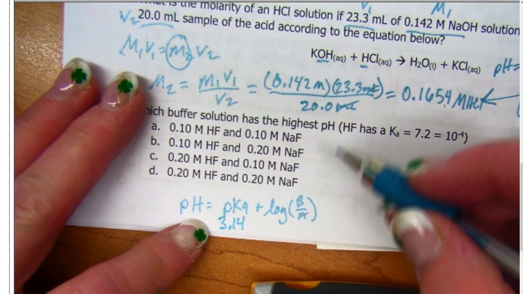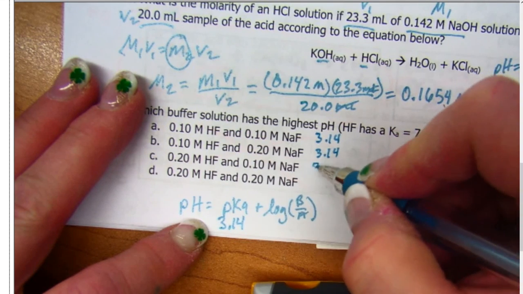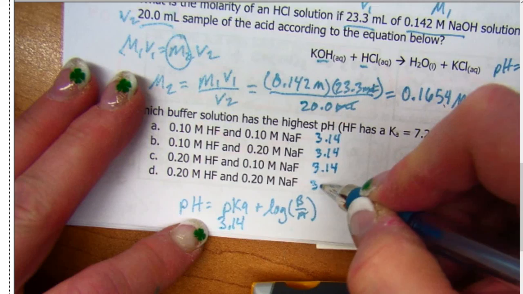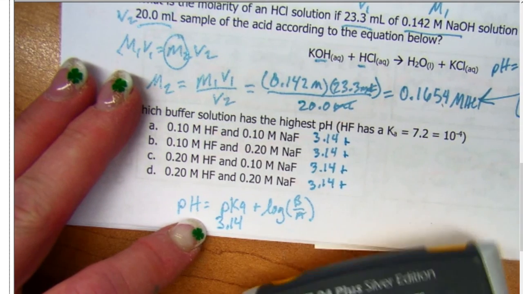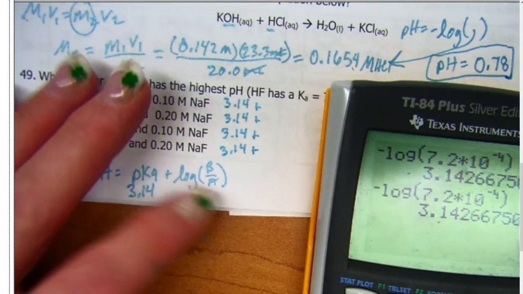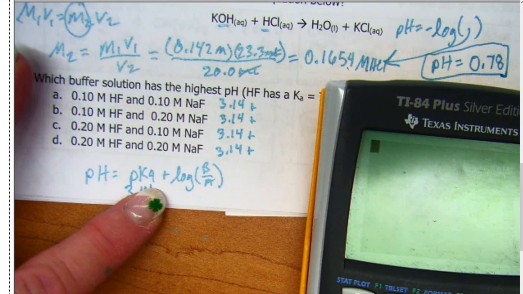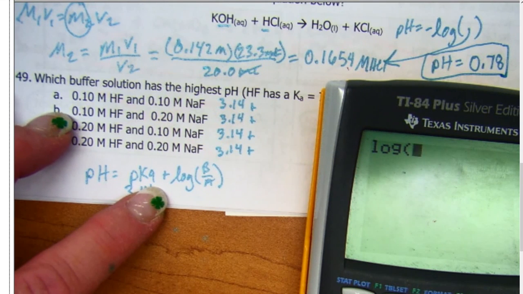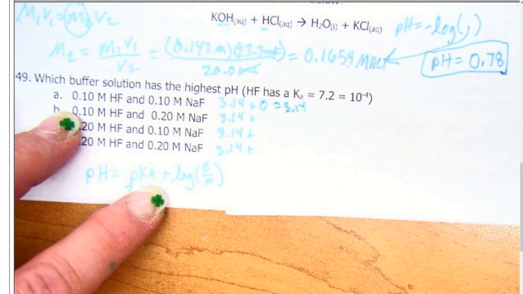Okay, so now we're just worried about this. So I'm going to say 3.14, 3.14, 3.14, 3.14 plus. So I'm going to set it up like that so I can just write it down real quickly. And I'm going to go through the first one, and it's going to be log of the base, 0.1, divided by the acid, 0.1. Log of 1 is 0, so plus 0, 3.14.